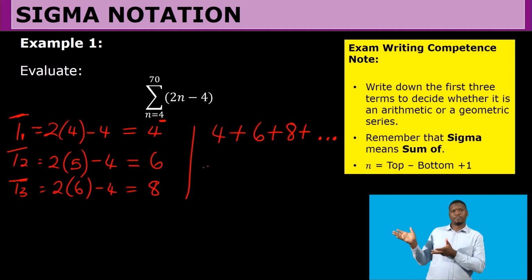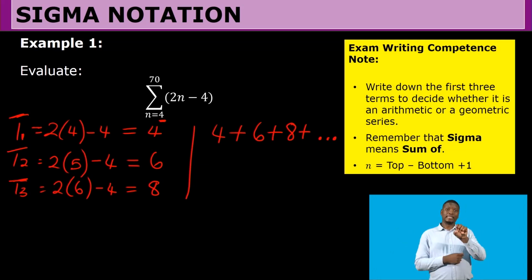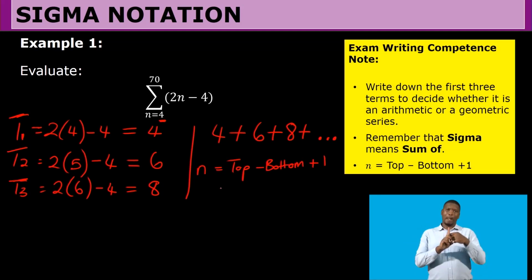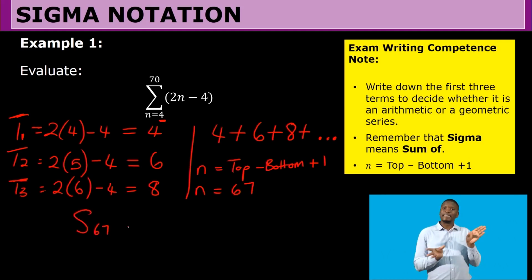Then when it comes to the formula, that is the sum of. How many terms are we calculating here? Remember, the number of terms can be calculated by saying the top number minus the bottom number, and we are going to add 1. In this case, top minus bottom, that's going to be 70 minus 4, which gives us 66. And when we add 1, it's going to be 67. So we are calculating the sum of 67 terms.